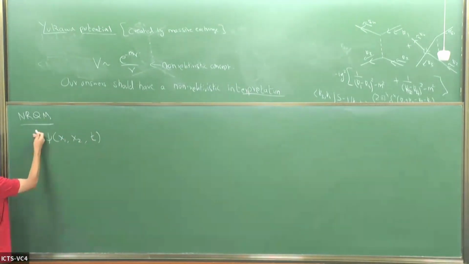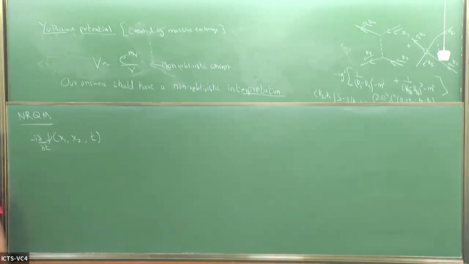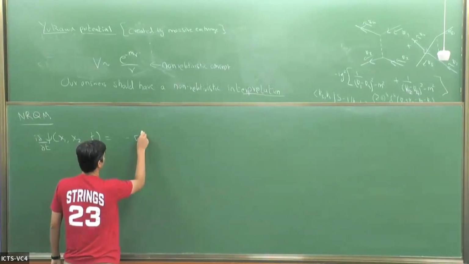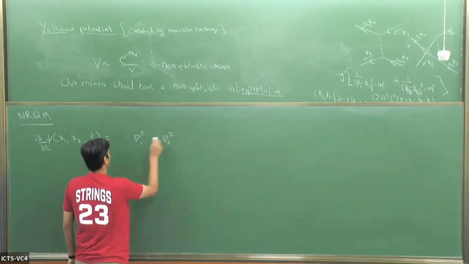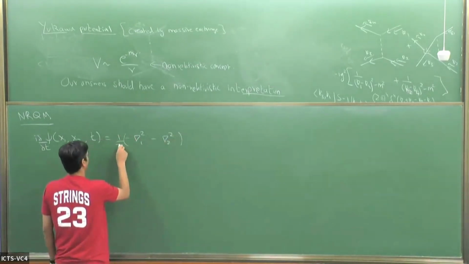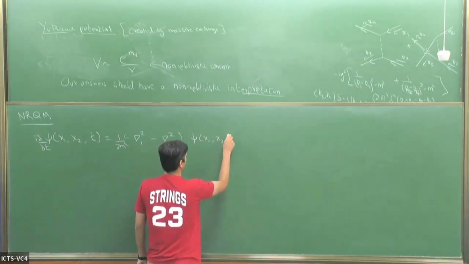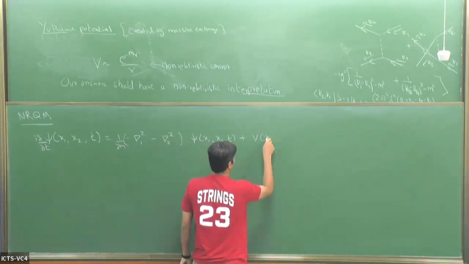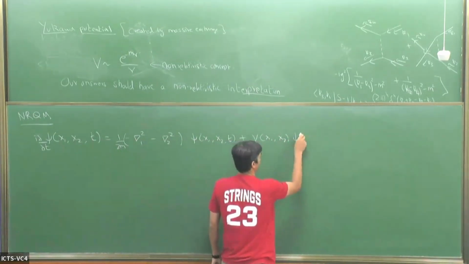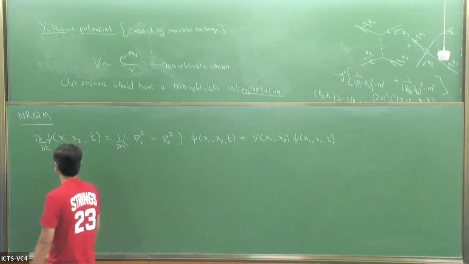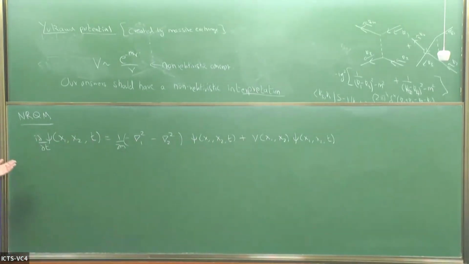it obeys i times the partial derivative of psi with respect to t, with minus the Laplacian terms, minus del 1 squared minus del 2 squared, plus the potential. So there is some equation which this wave function obeys. This is the time dependent Schrodinger equation, and we want to solve this as you go from forward to back.